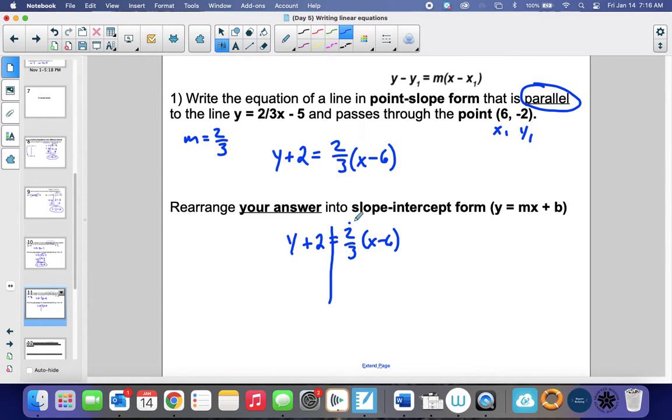So I'm going to distribute. So we've got 2/3 x. In your calculator, if you do 2/3 times 6, you are going to get 4. And then I would subtract 2 on both sides. So y equals 2/3 x minus 6.